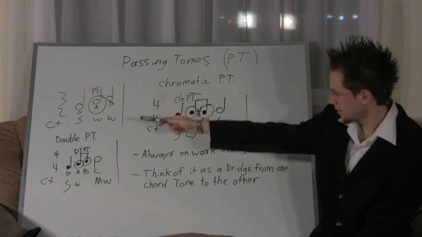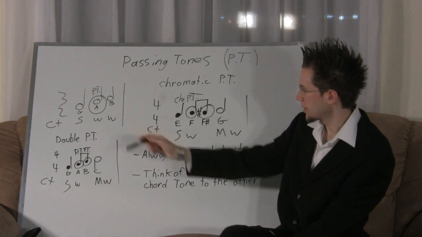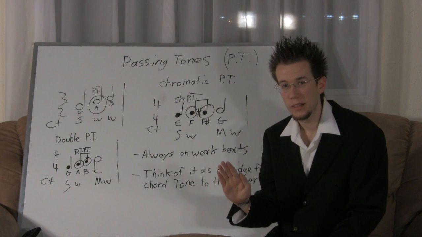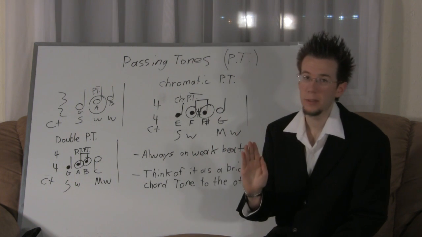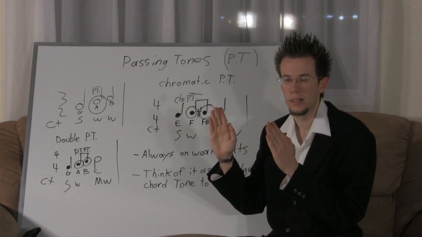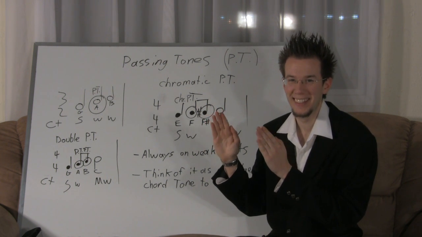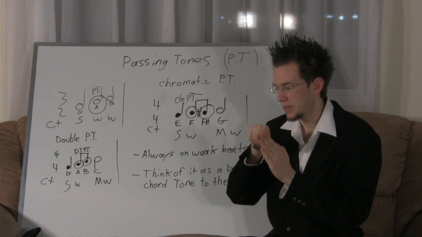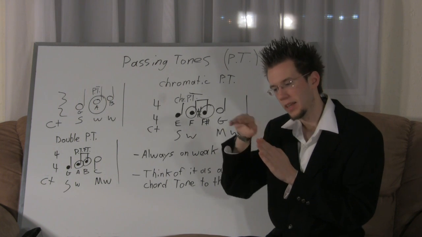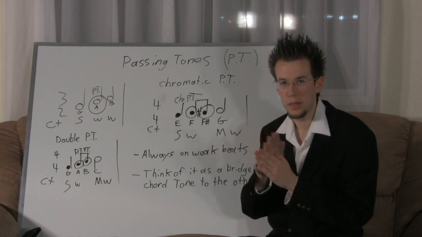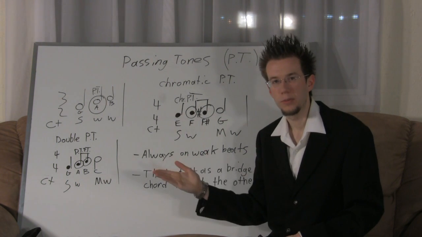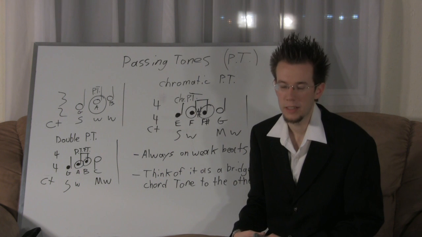Now, let's move over here. Our first example: a passing tone is basically like a bridge going from one note to another, or one chord tone to another. So think of going from C to E, and you need to get over this little stream or something. D is going to be that bridge that bridges the gap, and it makes it all smooth going up. So it's called a passing tone. It passes you forward to the next chord tone.